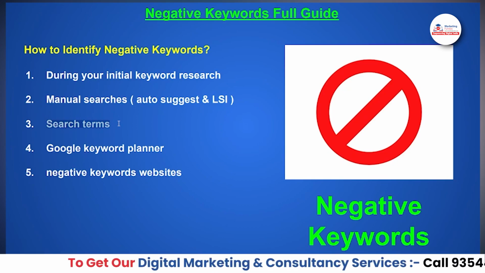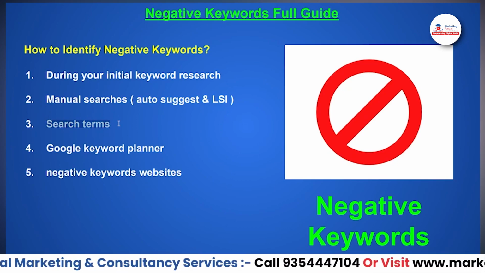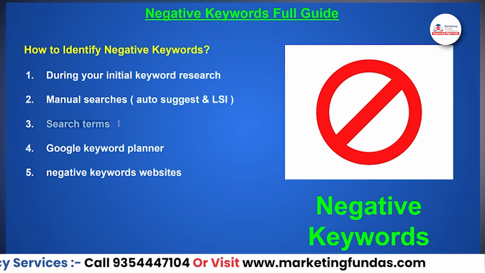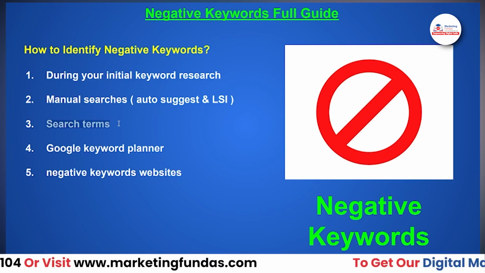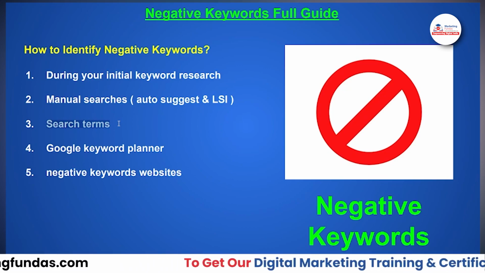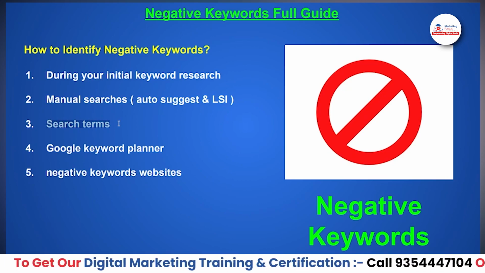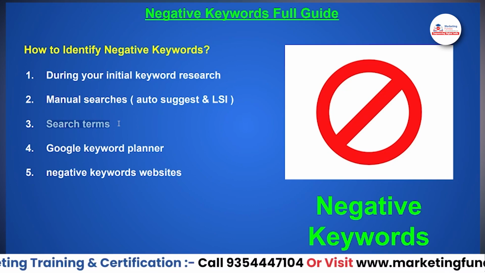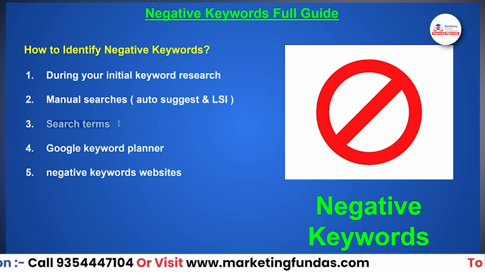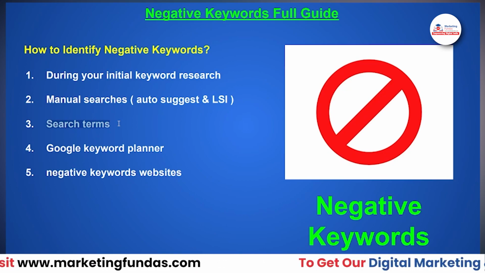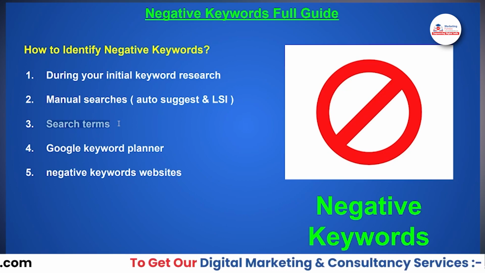You can use this method when you have already run your campaign and your campaign is running. You can go to search terms and find the search terms which people are searching and for which your ads are appearing. And if you find some irrelevant searches, you can add those searches into your negative keywords, right?